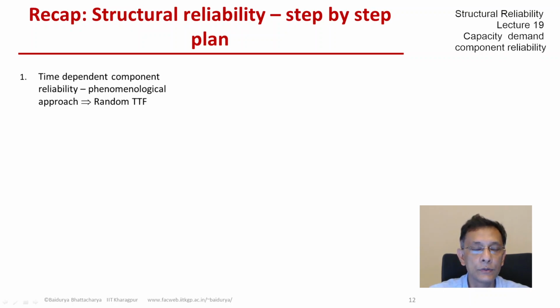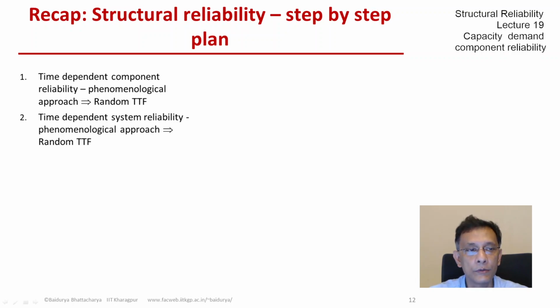In part B, this was presented. So let's recap this. We said there will be 4 distinct steps. One was the time-dependent component reliability, which we have already finished. That is a phenomenological approach, giving me the random time to failure. Then, continuation of that into systems: again, the TTF-based approach to system reliability without knowing the underlying failure mechanisms or the mechanics.